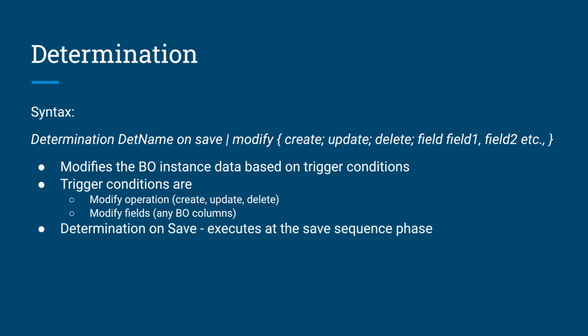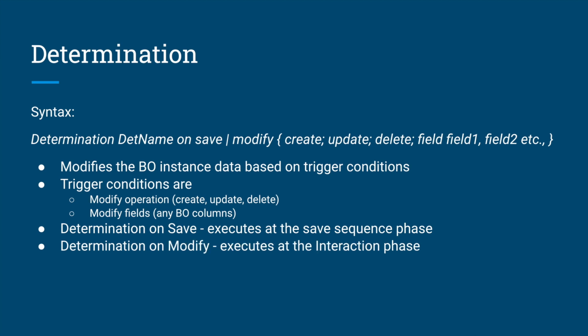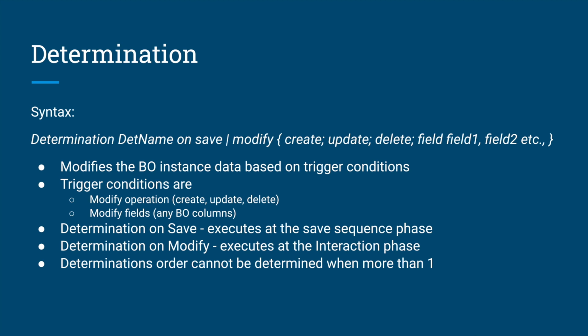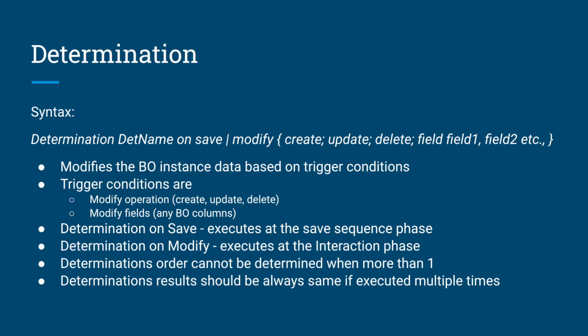There are two types of determination here: determination on save and determination on modify. The basic difference between these two is that determination on save will execute in the save sequence phase. Determination on modify will execute in the interaction phase, which means whenever the commit entities statement is found, then determination on save will get triggered. Normally determination on modify will get triggered in the interaction phase itself. Like validation, the order of determinations will not be determined if more than one has been defined. A determination's results should always be the same. Whenever we execute it multiple times, the results will always be the same.